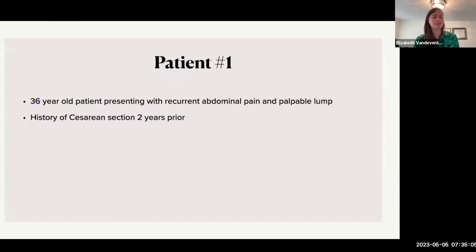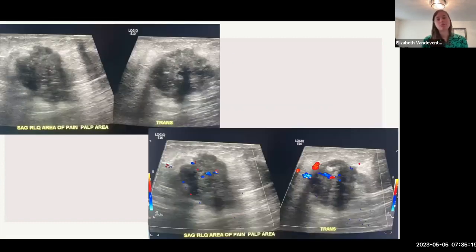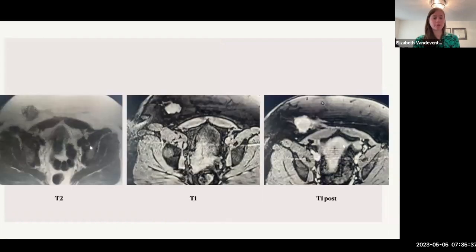So that doesn't include everything, because our first patient that came in, this was a 36-year-old patient who was coming in with recurrent abdominal pain and a palpable lump in the right lower quadrant. She had a history of a cesarean section 2 years prior. So she came originally for ultrasound, and we can see we're looking at just the superficial right lower quadrant, and she has this abnormal hypoechoic lesion. It's got shadowing, it's got internal areas of hyperechogenicity, it's got a little bit of vascularity. It's pretty indeterminate based on ultrasound, and so she was recommended to go for an MRI.